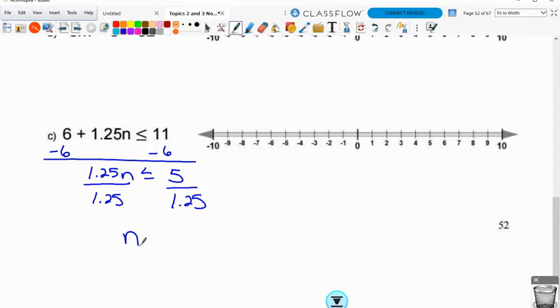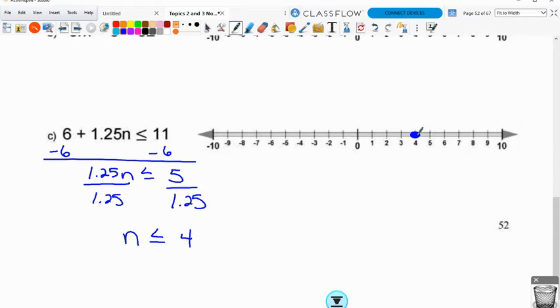On the right, 5 divided by 1 and 25 hundredths is equal to 4. And we were just dividing by a positive number, and that's going to preserve the symbol. So n is going to be less than or equal to 4. All right, so we find 4 on the number line. Since we're allowed to be equal to 4, we're going to need a closed circle. So closed circle on 4.